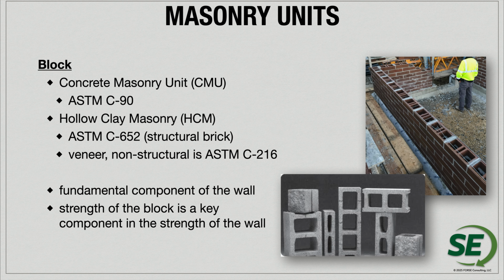Stepping back a little bit further, again, what are the different elements that are going to be making up this wall assembly? We have the block, the concrete masonry units that are going to be defined by ASTM C90. There's also clay elements and structural clay and veneers that would be different ASTMs that should be recognized. Really, the block is going to be the fundamental component of the wall. It's really going to be the key element to determine what the overall strength is of the wall.